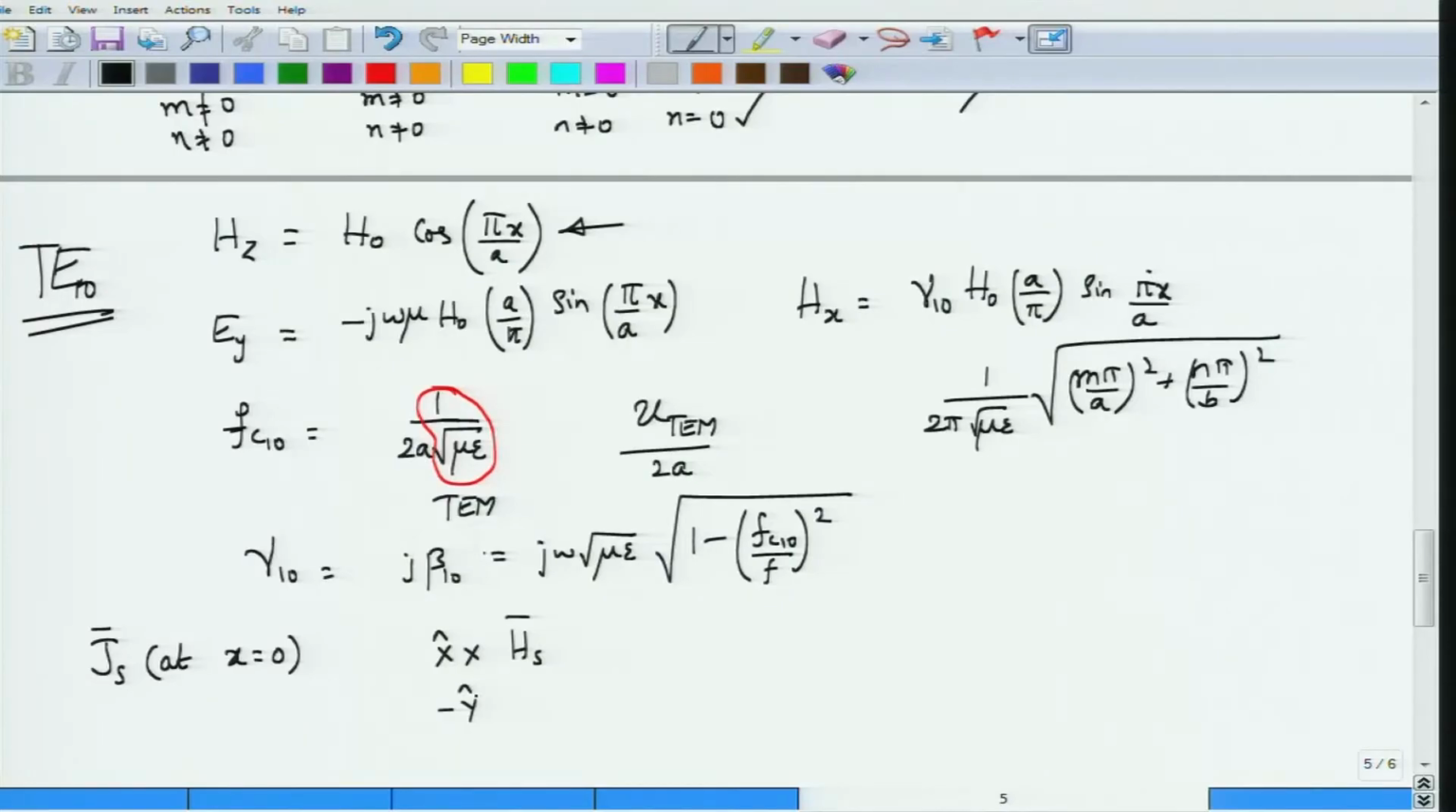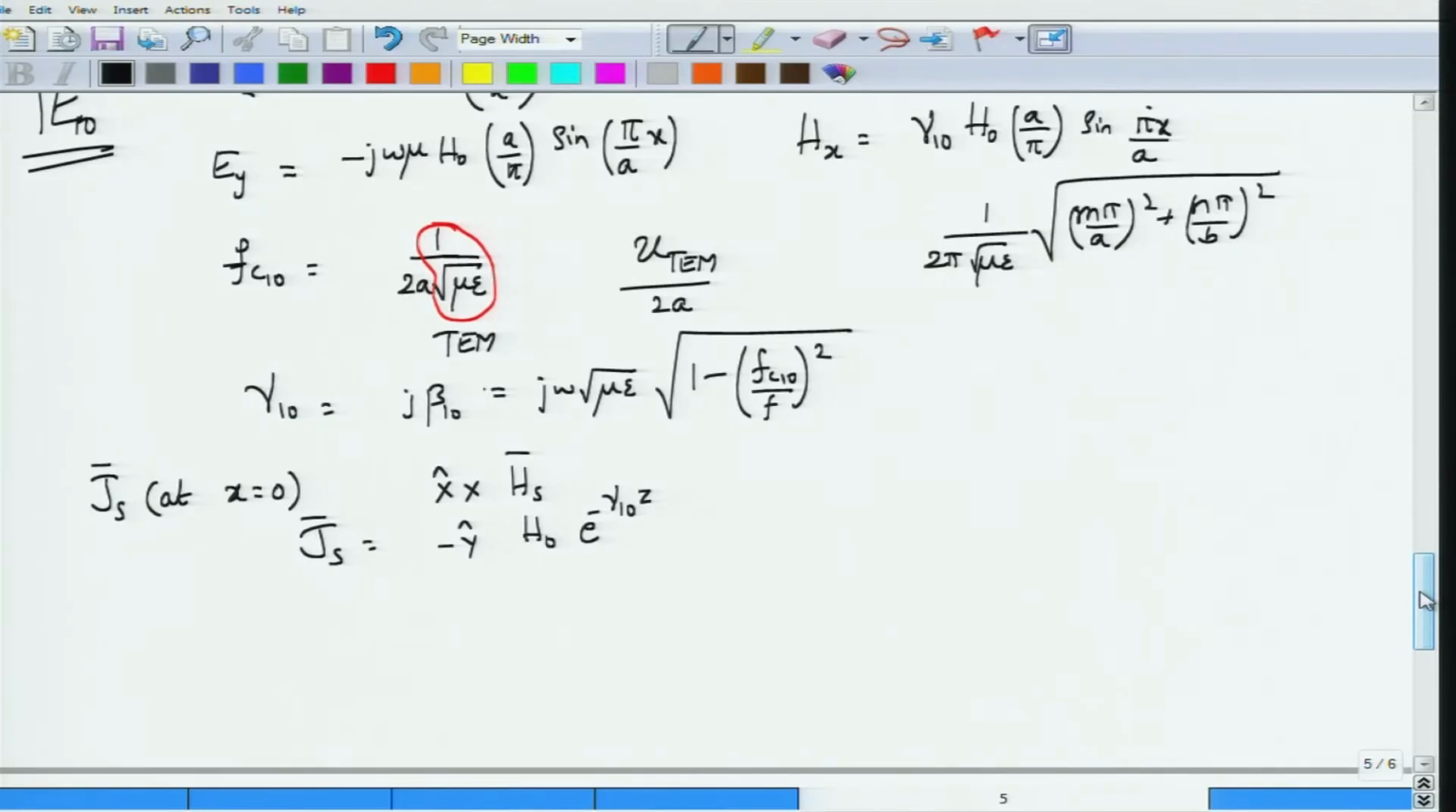So x cross z will be along minus y direction, and that would be h0, and that is exactly equal to the corresponding surface current. So Js is equal to minus y hat h0, substituting x equal to 0, and of course along z it would still go as e power minus gamma 10 z. For the case where f is greater than fc, this gamma 10 can be written as j beta 10. Okay. So this is your surface current at the x equal to 0 wall, but what is the surface current at the y equal to 0 wall?